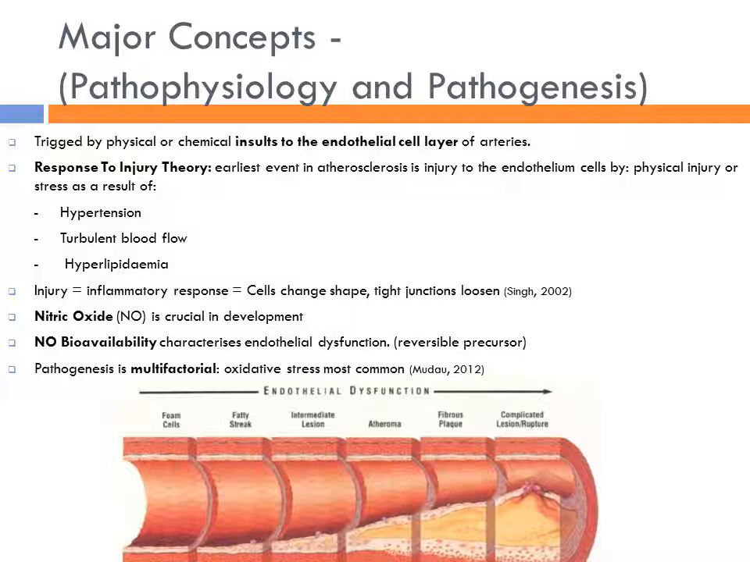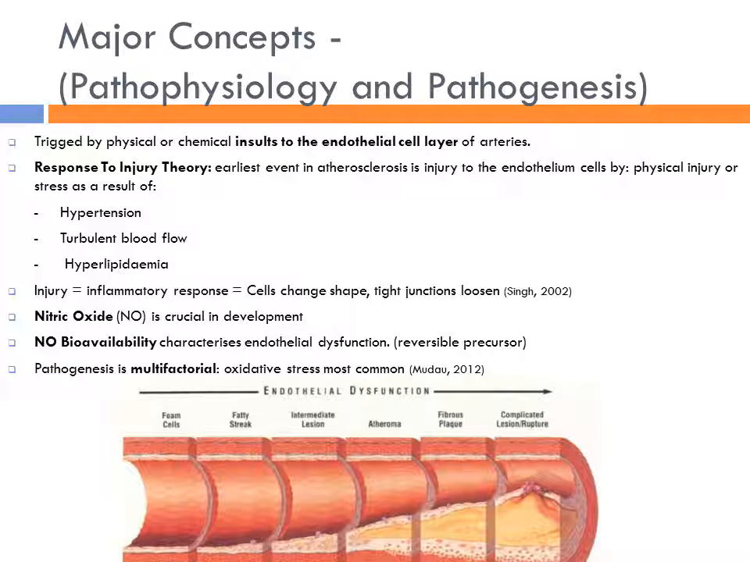Atherosclerosis is occasionally triggered by subtle physical or chemical insults to the endothelial cell layer of the artery. It is an insidious process where the clinical manifestations do not typically show evidence for 20 to 40 years, and in some cases even longer. The widespread accepted theory in current literature is the response to injury theory, describing that the earliest event in atherosclerosis is injury to the endothelium by physical injury or stress as a result of hypertension, turbulent blood flow, or hyperlipidemia, just to name a few.